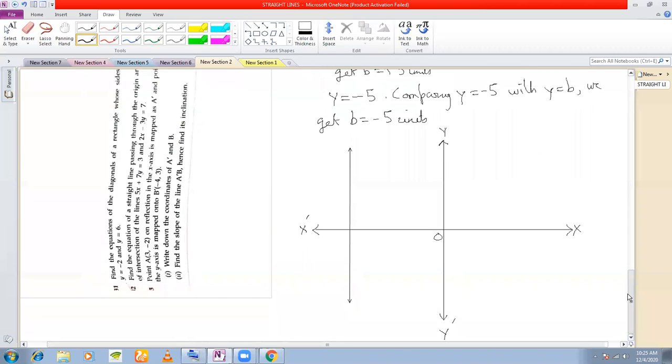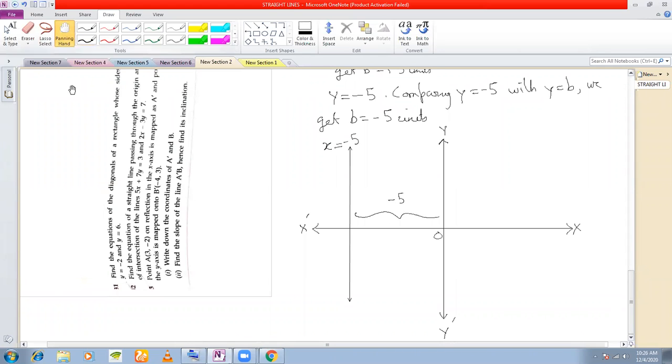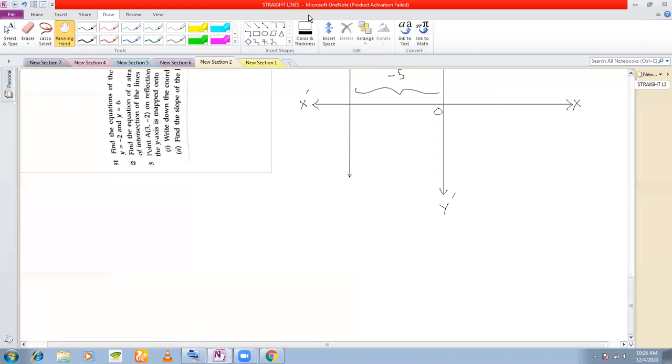Now my question to you is that suppose I take a straight line, x is equal to this line, what is the equation? Let us say this distance is minus 5 units. Then what should be the equation of the straight line? We know the equation will be x is equal to minus 5 because it is parallel to the y-axis. So what should be the y-intercept of this straight line? Can anyone tell me?